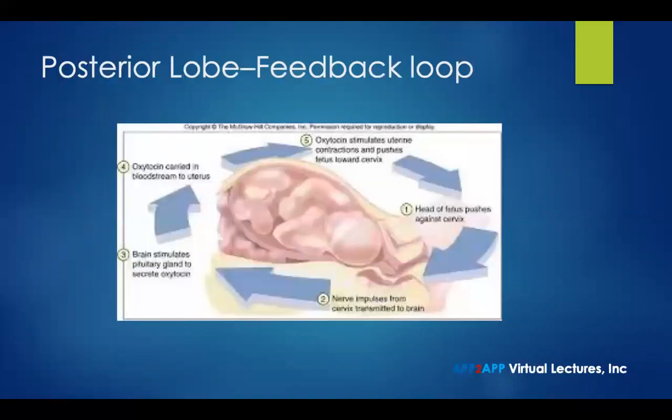So in this cartoon, you have the infant or the fetus in utero as the baby is engaging into the birth canal. The head will push down upon the cervix. There are nerve impulses within the cervix that are transmitted to the brain. The brain in turn will stimulate the pituitary gland to secrete oxytocin. The oxytocin is then carried into the bloodstream to the uterus. And finally, the oxytocin will stimulate uterine contraction and push the fetus forward into the cervix.